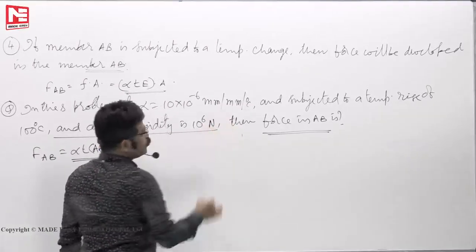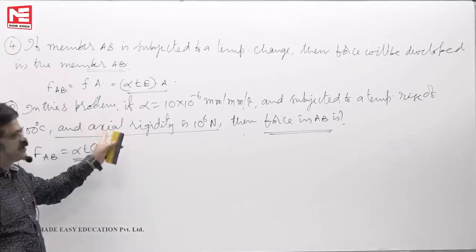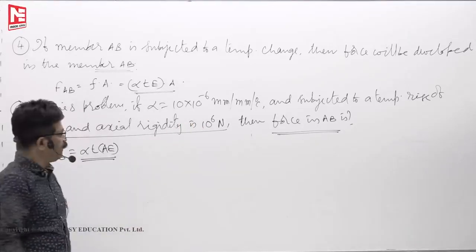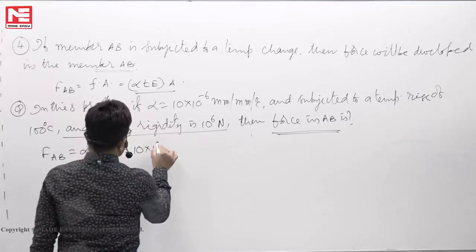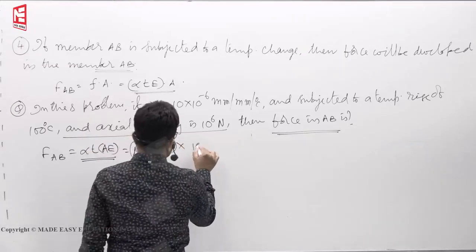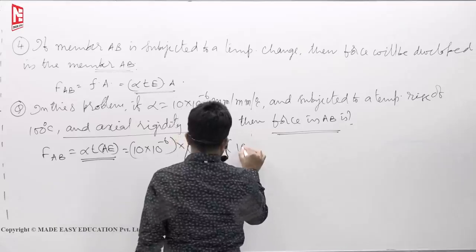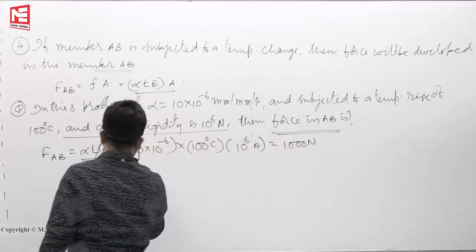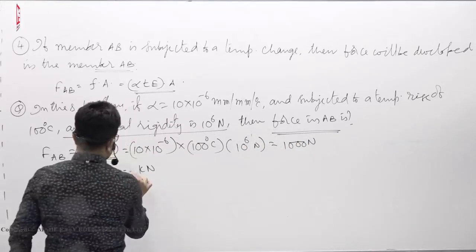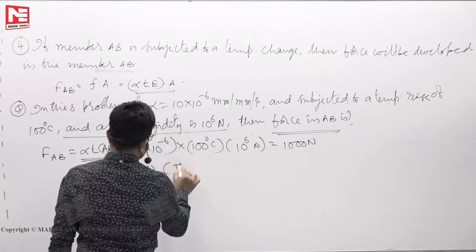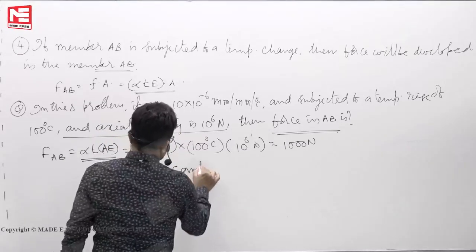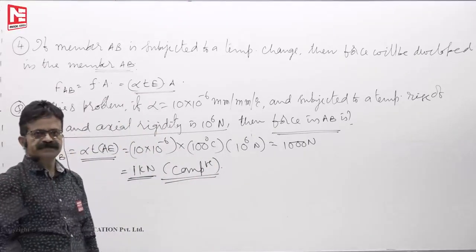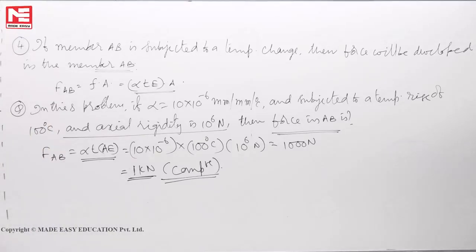Its units are force units. As I told earlier, axial rigidity is the force required to produce unit displacement in a unit length of a member. So alpha is 10 into 10 to the power of minus 6. Temperature is 100 degrees centigrade. Axial rigidity is 10 to the power of 6 Newton. So you will get around 1000 Newton, in other words, 1 kilonewton. They will ask you whether tension or compressive. Because it is temperature rise, there is a compressive force. So 1 kilonewton compressive is one of the options. Like that. Okay. Next.